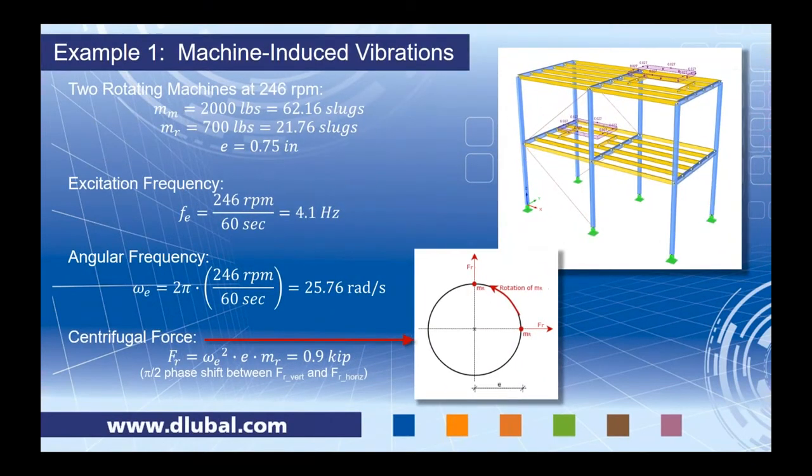So here, back to the PowerPoint, let's take a look at some calculations for these machine-induced vibrations. I was given the information that I have 2 rotating machines at 246 rotations per minute.